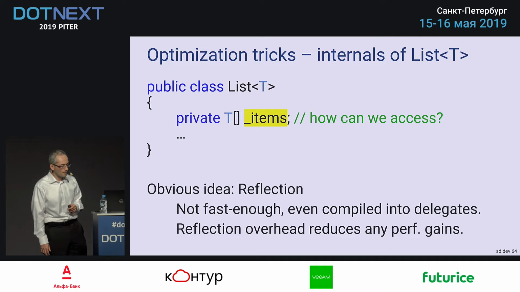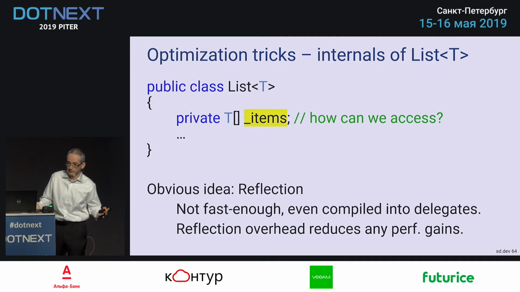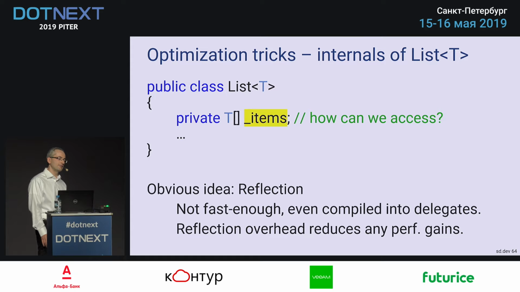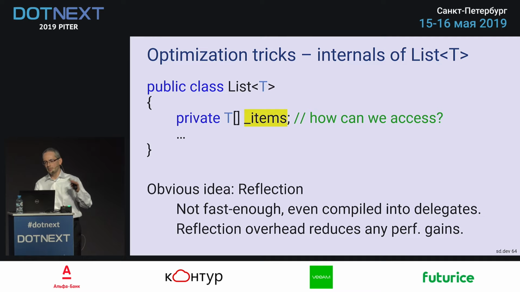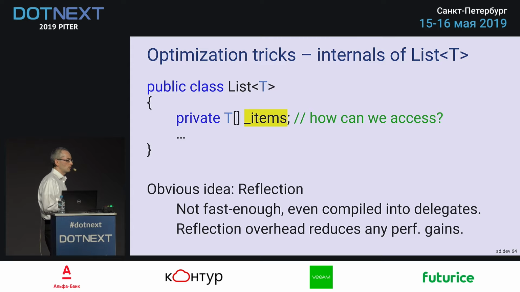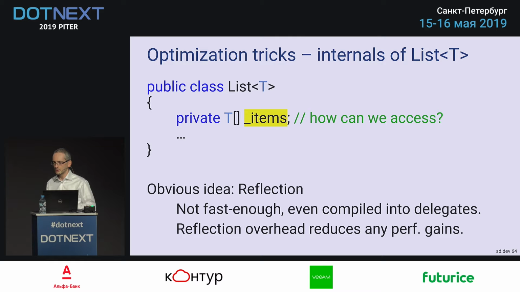The obvious idea, whenever we want to access something that's private, is to use reflection, right? That's the first thing that I tried. But unfortunately, reflection is not going to be fast enough in this particular case. Even if you use all the black magic in the world to make reflection as fast as possible, or compile it into delegates, none of that will have any meaningful effect, because reflection overhead will cancel any performance gains we get from iterating the native array rather than using the list indexer.